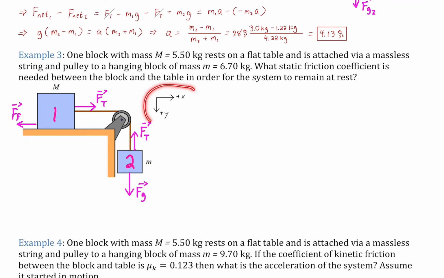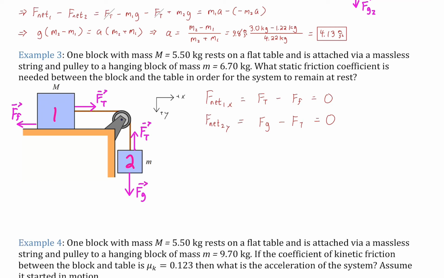Notice that I have defined a coordinate system here. I defined positive y as downwards for this block and positive x as to the right for that block. Now, I'm saying that this coordinate system is shared by both of them essentially, the way I'm drawing it, but really I'm only going to use y for block 2, and I'm only going to use x for block 1, all right? So here we have F net 1x and F net 2y, all right?